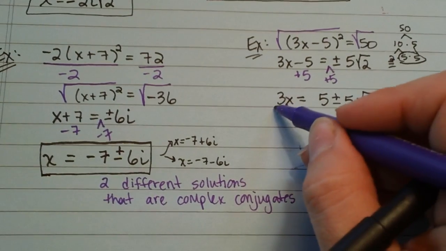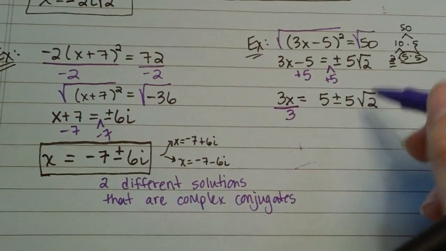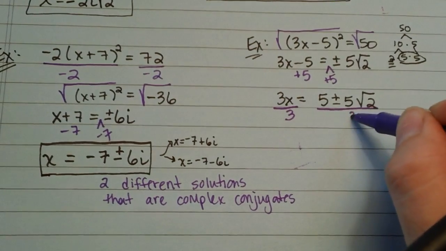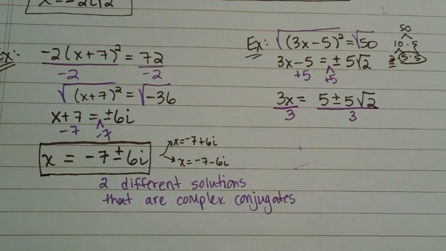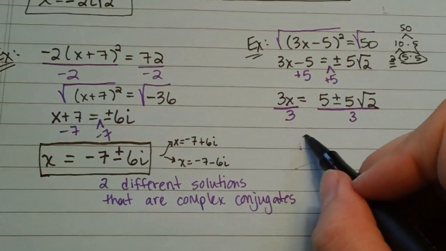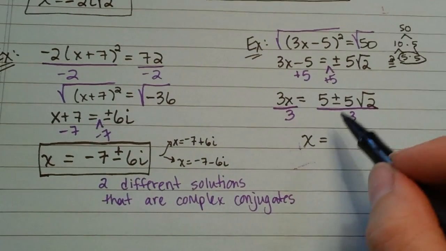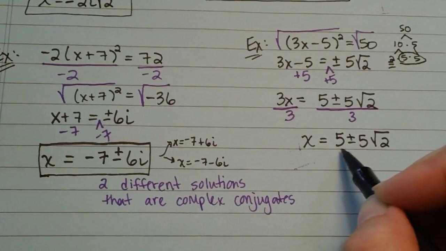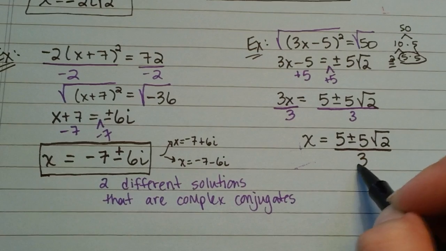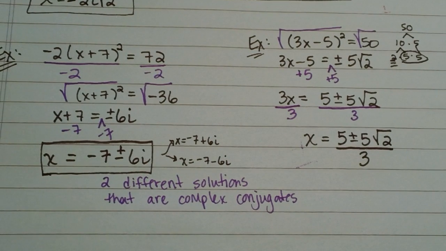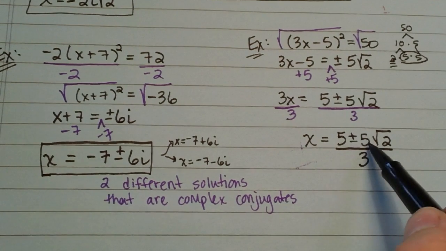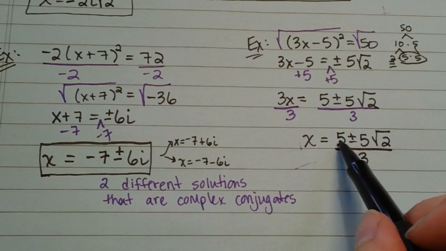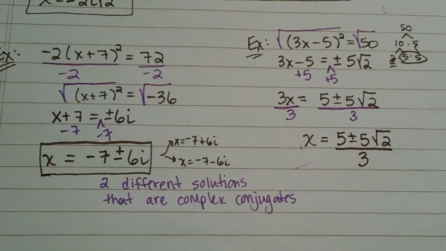So to solve for x, I need to divide both sides by 3. So divide by 3. The 3x divided by 3 just leaves me with x, and that equals 5 plus or minus 5 square roots of 2, all divided by 3. Now I do want to stop and talk about how to simplify something like this. Now this does actually mean two different solutions, 5 plus 5 square roots of 2 all over 3 and 5 minus 5 square roots of 2 all over 3.